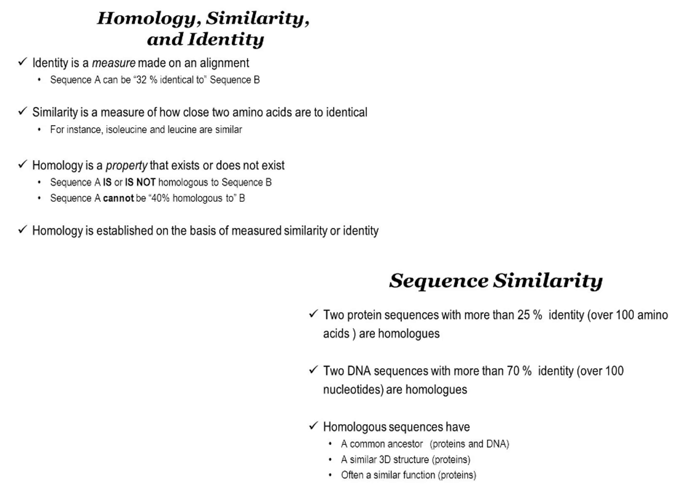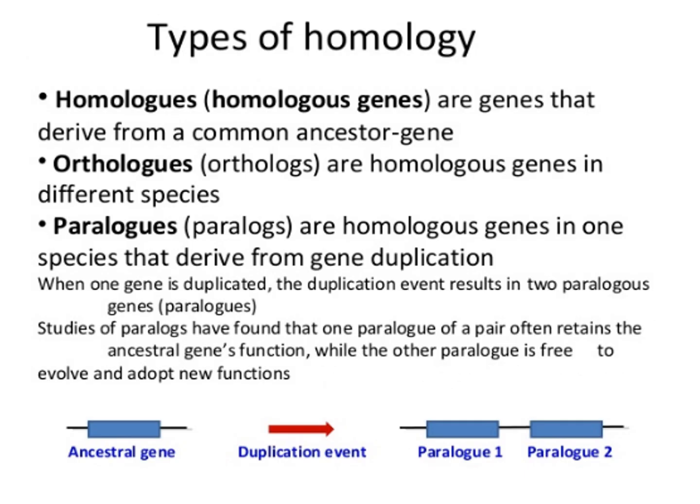Therefore, we can move on to the next slide. So what are the different types of homologies we have? Homologous genes are the genes that have been derived from a common ancestor. Perhaps there are different types of further homologous categories.